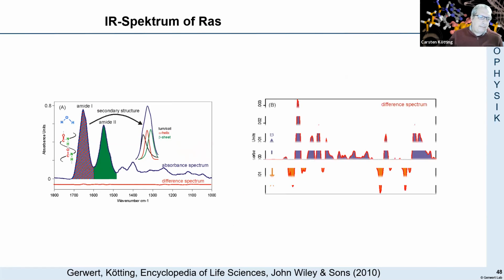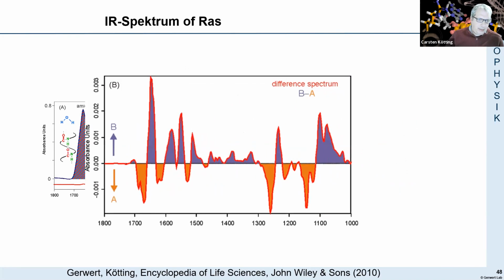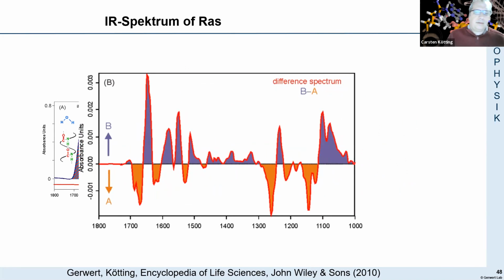But if you blow that up, now the axis here, absorbance, is stretched by a factor of 500. Now you see there's actual information, and there are positive absorptions and negative absorptions. So absorptions which are there in the product state, but not in the starting state, and the other way around. And these are now absorptions of really individual functional groups of the protein.